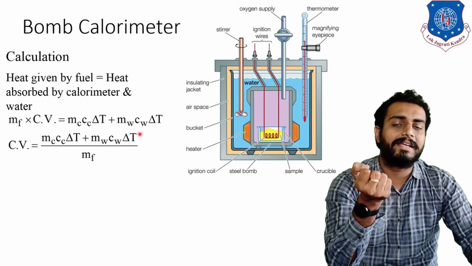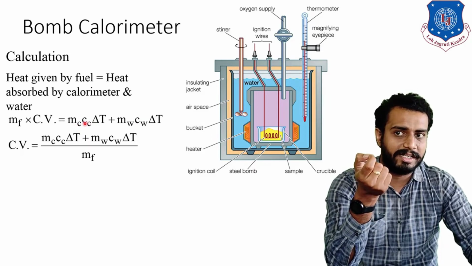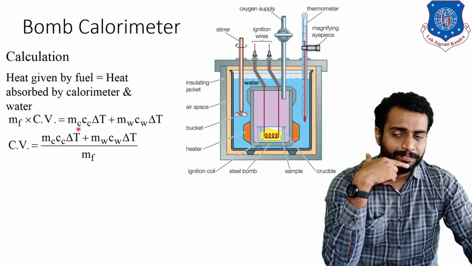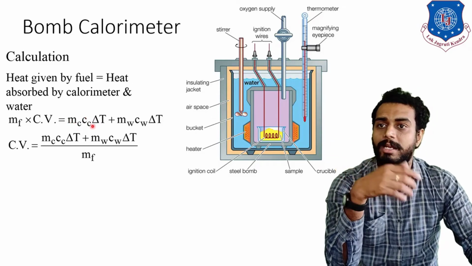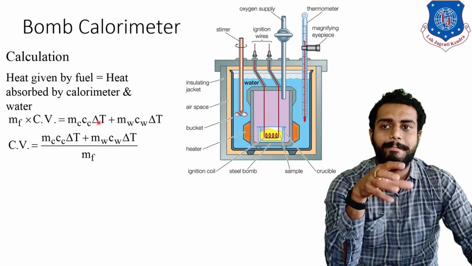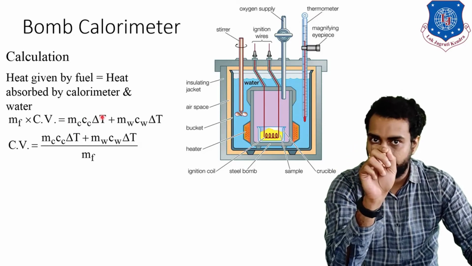Heat absorbed by the calorimeter is given by Mc Cc delta T. Mc is the mass of the calorimeter, Cc is the specific heat of the calorimeter, and delta T is the temperature rise in the calorimeter. Delta T we have already noted down.